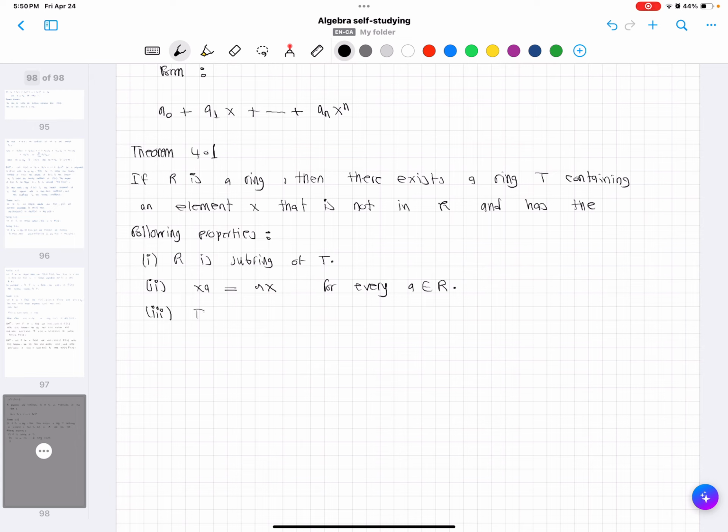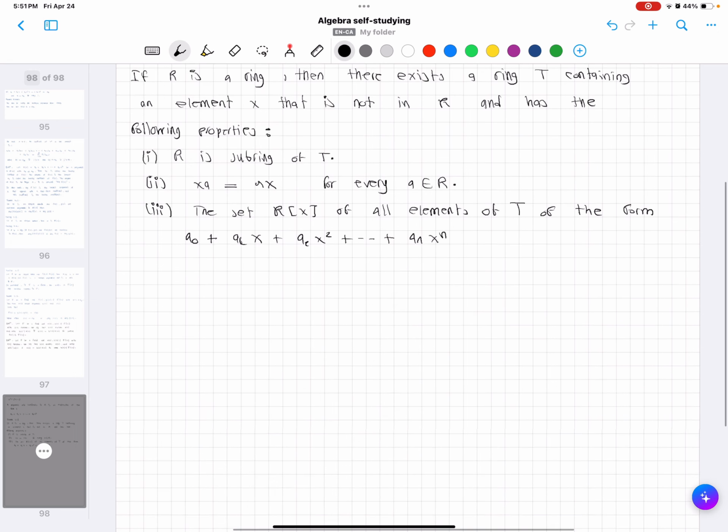The third thing is the set R[x] of all elements of T of the form a naught plus a1x plus a2x squared plus blah blah blah plus anxn is a subring of T and contains R.